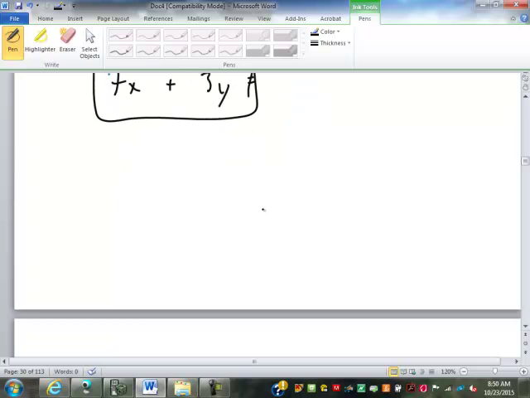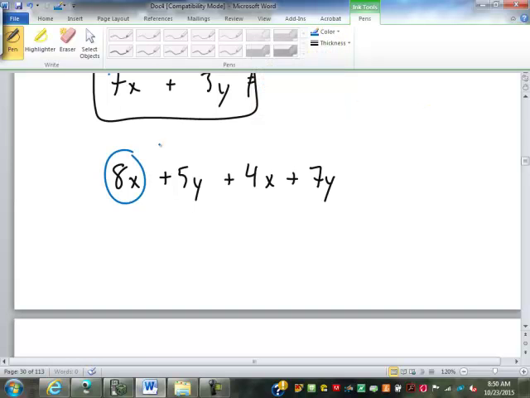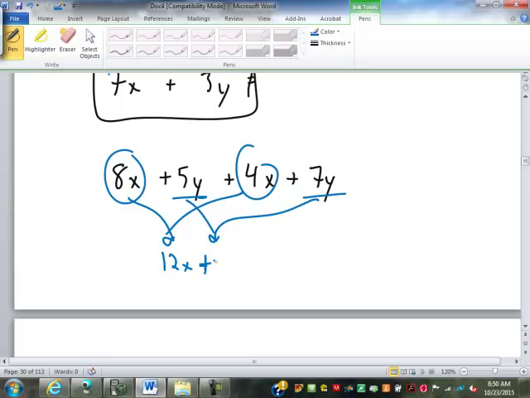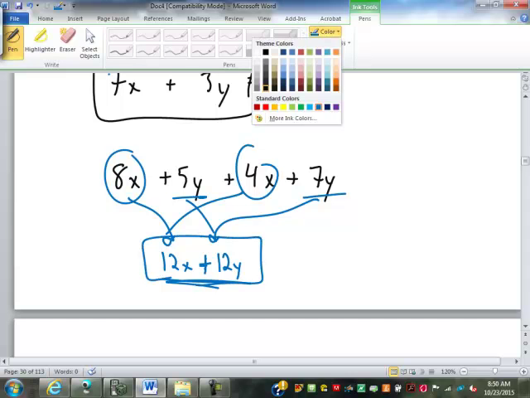Now, that doesn't mean that if we have different names that there's never anything we can do. Because we can run into situations like this. That's not that uncommon. Even though there are different names here, there's still stuff we can do. We take the 8x and 4x to get 12x. We can take 5y and 7y to get 12y. It's positive, so I'm going to put a plus here, because we do have to have something that links the two of them together. So 12x plus 12y.